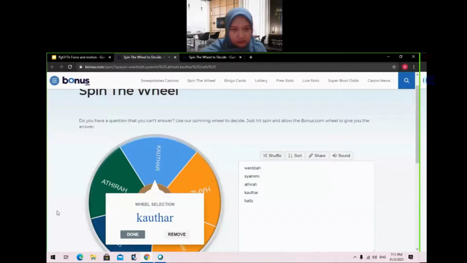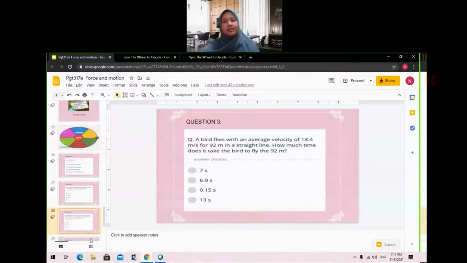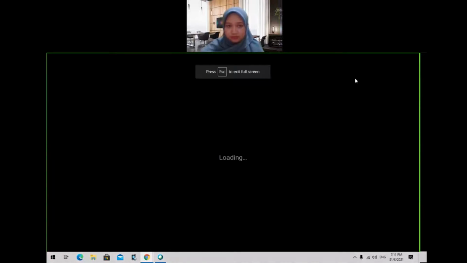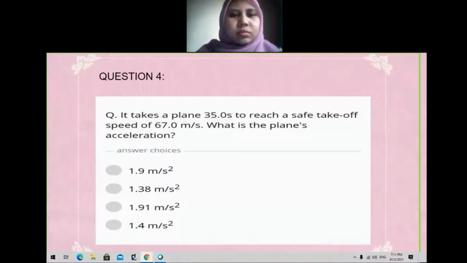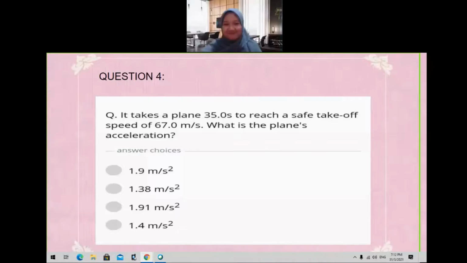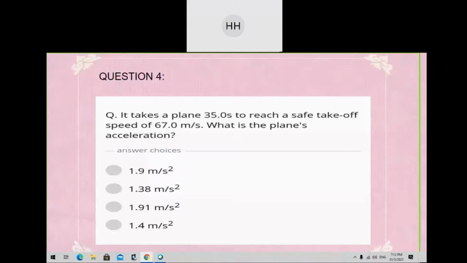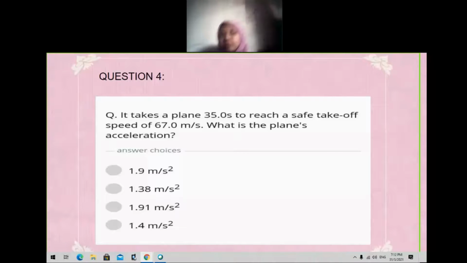Okay, Kausa again. So the question is, it takes a plane 35 seconds to reach a safe takeoff speed of 67 meters per second. What is the plane's acceleration? You can calculate using the equation that has been taught by Teacher Akila before. So what's the answer that you get, Kausa?